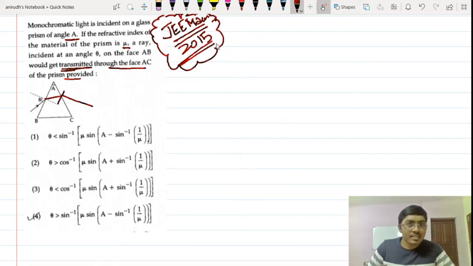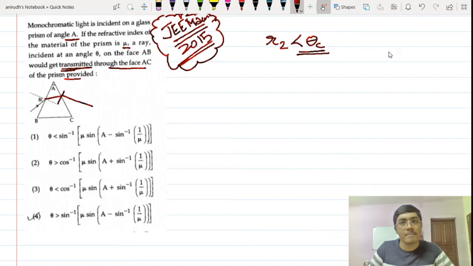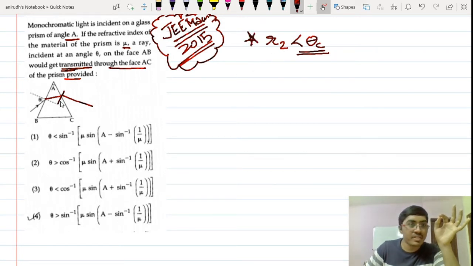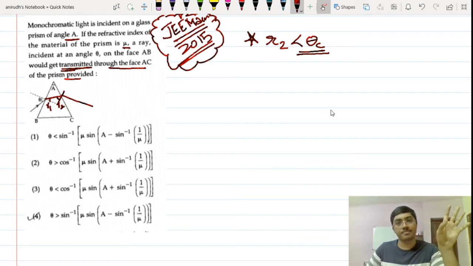See, whenever transmission is done, I can say that R2 should be less than theta C. That means this is the critical angle for this particular surface. If it is more than the critical angle, then it will undergo total internal reflection into the prism itself. This is R1 and this is R2. R2 should be less than theta C for it to come out.